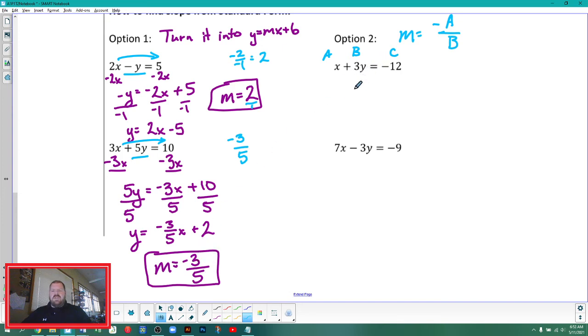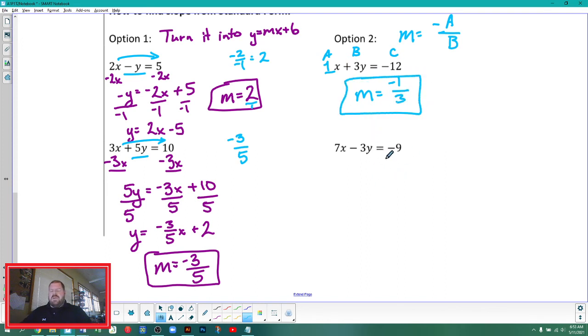So if I use this shortcut, I can just say that my slope is the opposite of the number multiplied by x. Well, there's nothing multiplied by x unless you consider that to be a 1, okay, which is what it is. So I have negative 1 over the number multiplied by y, which is 3.